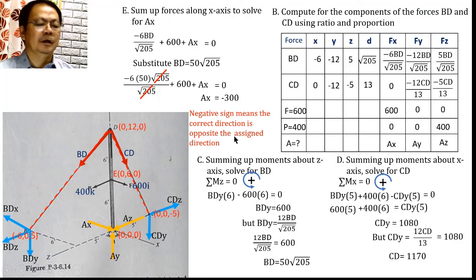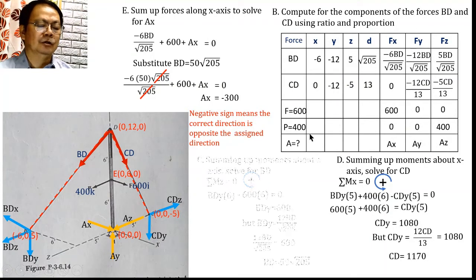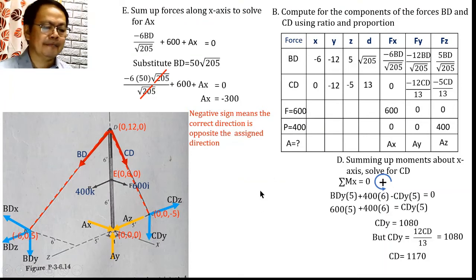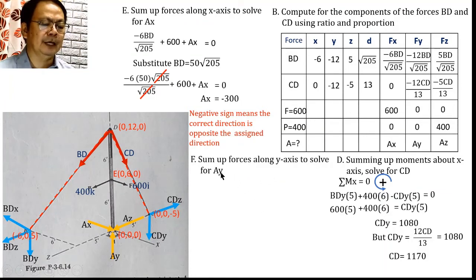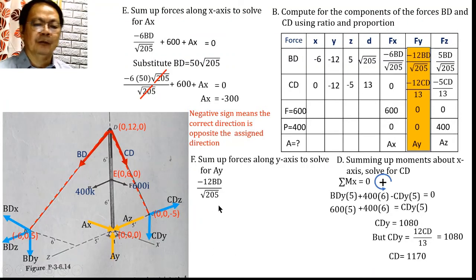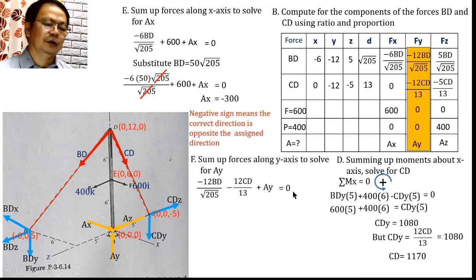Now, let us go to AY. How are we going to solve for AY? By summing up all these forces. Summing up forces along the y-axis, we can now solve for A sub y. So, what do we have here? We have negative 12 BD over the square root of 205 minus 12 CD over 13 plus AY shall be equal to 0.